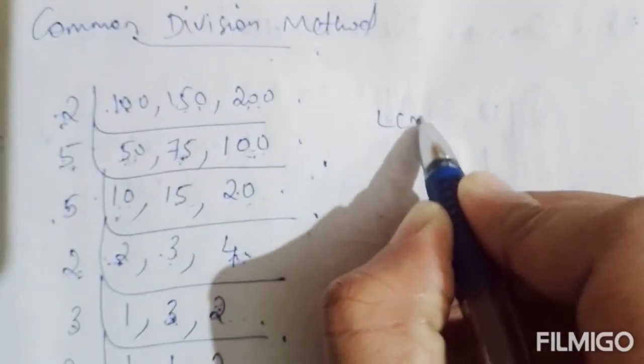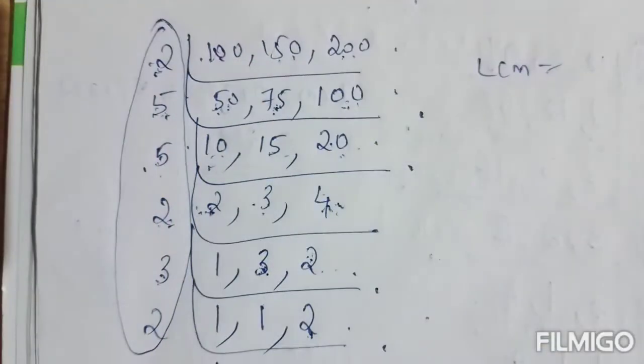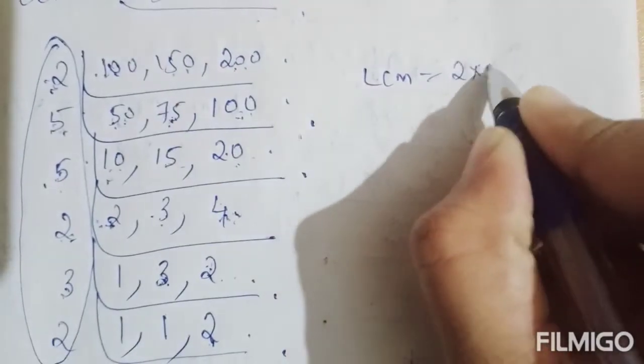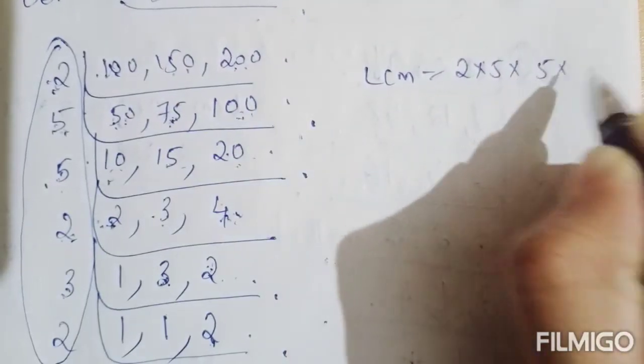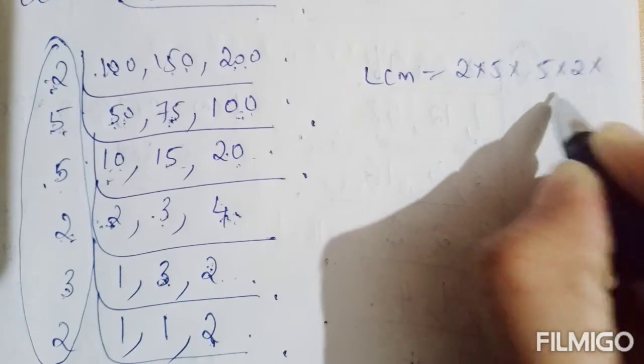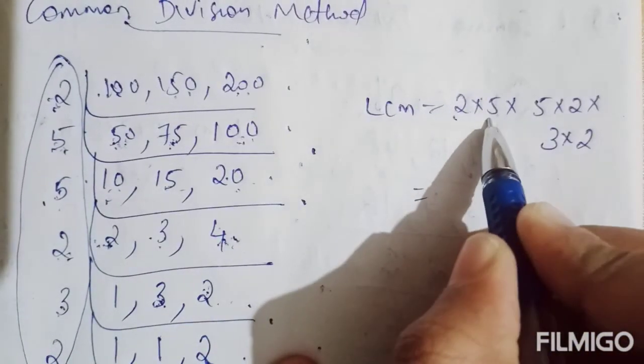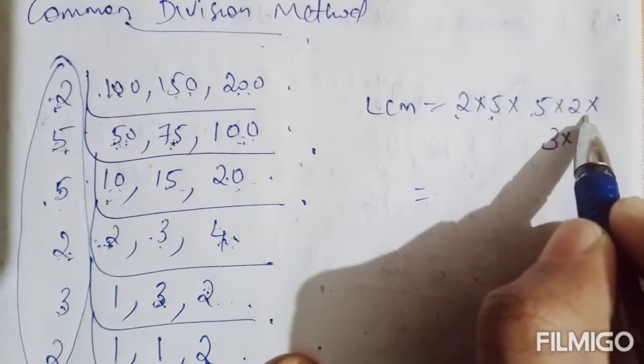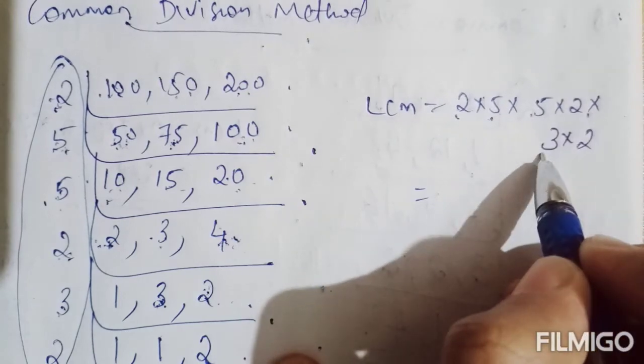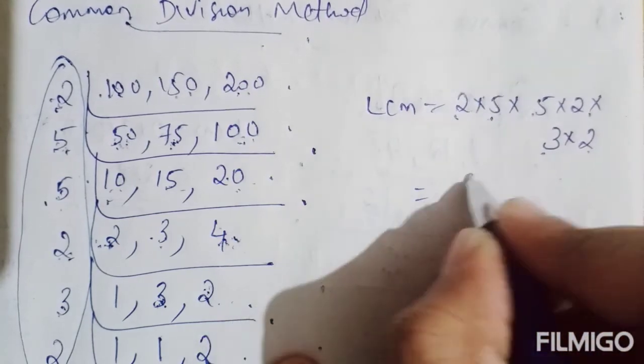Okay. Now finding LCM. You can multiply these numbers. 2 into 5 into 5 into 2 into 3 into 2. Now 2 into 5, 10. 10 into 5, 50. 50 into 2, 100. 100 into 3, 300. 300 into 2, 600.